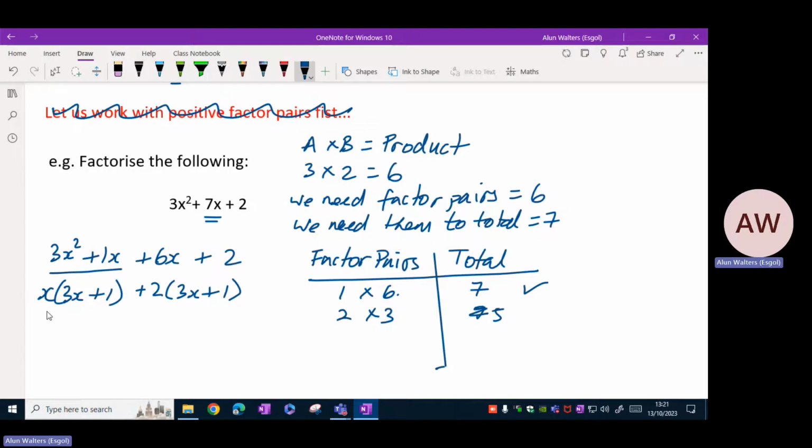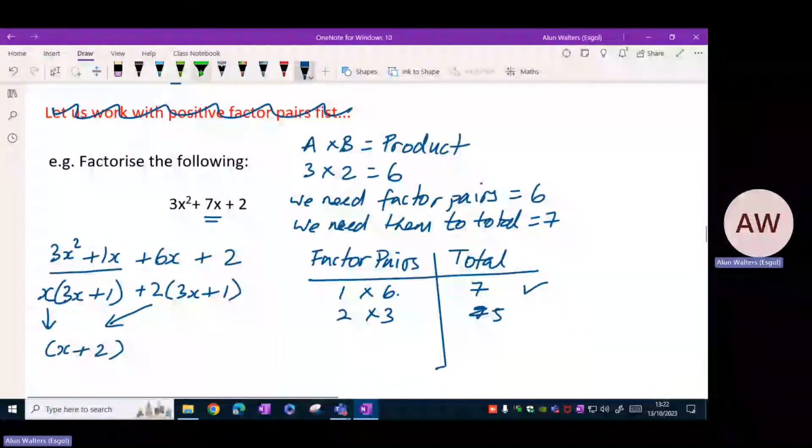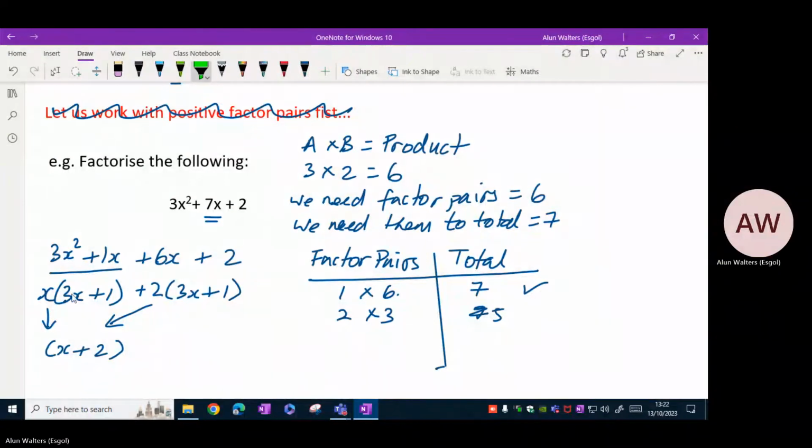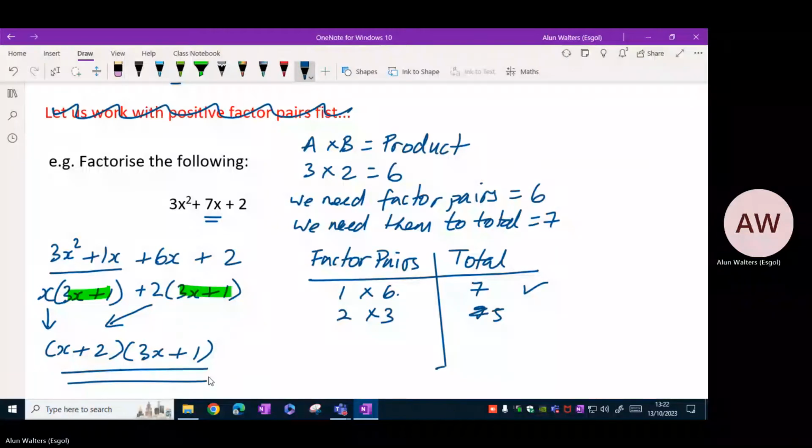And what we do then is we combine the 2 terms outside the brackets to give us x plus 2. And then let me just highlight this. What is inside that bracket and that bracket is always the same, and we write that down as our second bracket. So you have completely factorized that quadratic expression.